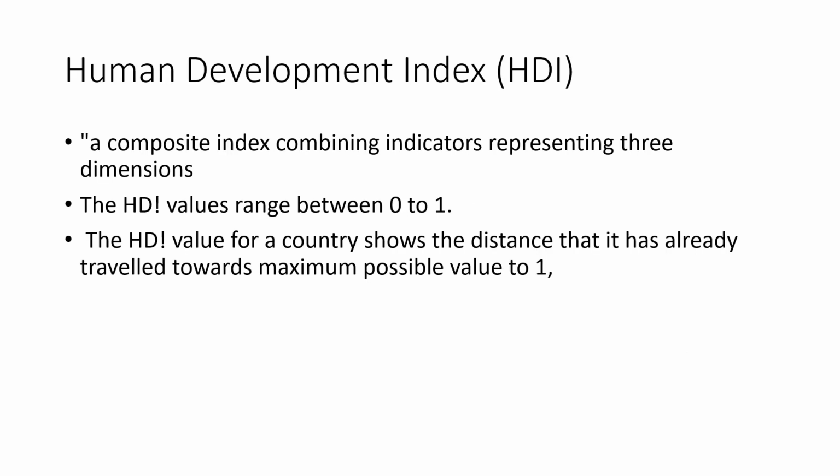One more index is the Human Development Index. It's a composite index combining indicators representing three dimensions. The HDI value ranges from 0 to 1. The HDI value for a country shows the distance already traveled towards the maximum possible value of 1.